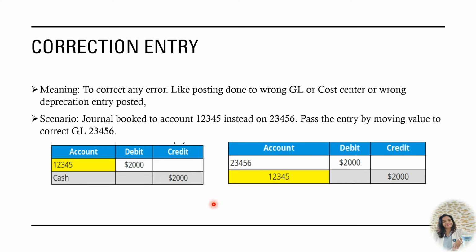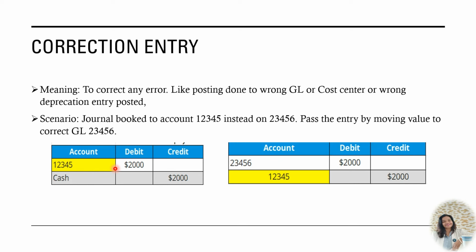The third journal entry we have is the correction entry, which is also known as a rectification entry. This entry is basically passed to correct any error. Suppose I have done a posting and realized that the cost center, the GL or the WBS element I have used is wrong. I can pass the correction entry to rectify those errors. In this scenario, we have booked an entry to account 12345, which I should not be using. I should be using account 23456. So suppose one of the entries passed is 12345 account debit to cash account, which is actually a wrong account which I have used.